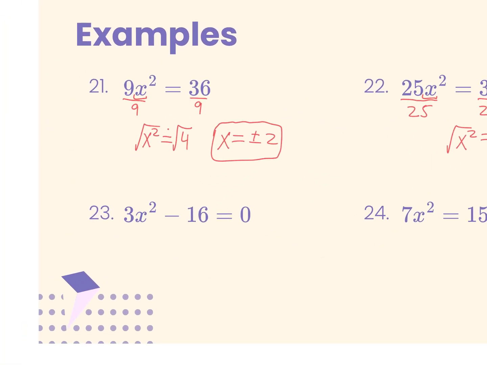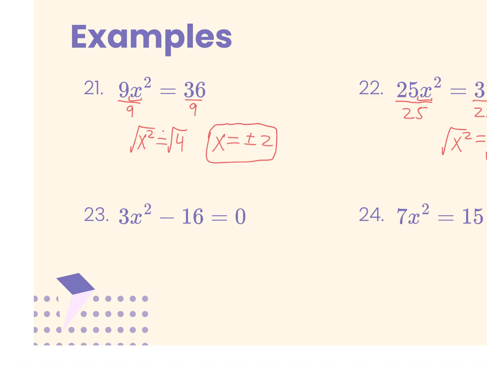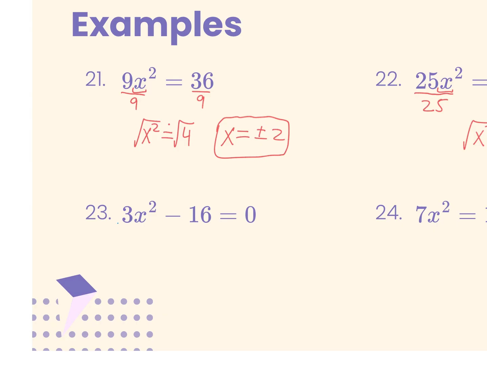So let's try the same thing with the next one, number 23. Once again, you want to get the x squared by itself. In this case, not only is there something in front of the x squared, there's also a minus 16 on the same side of the equal sign. So to get the x squared by itself, I want to add 16 to both sides. So then I get 3x squared equals 16. And then divide both sides by 3.